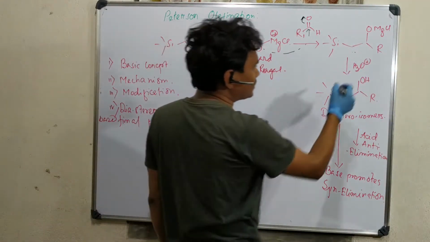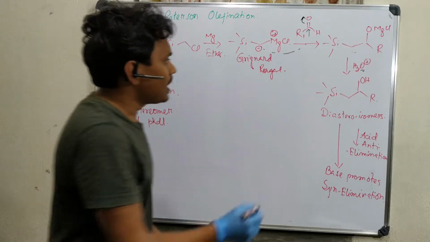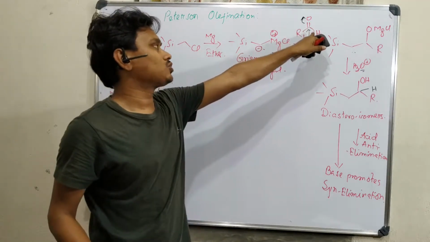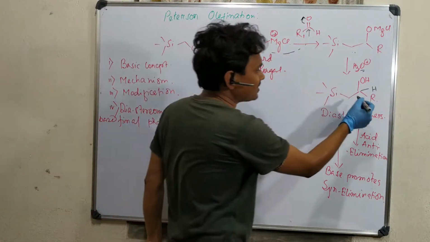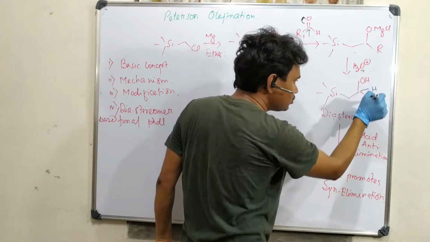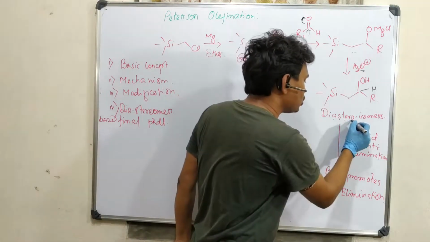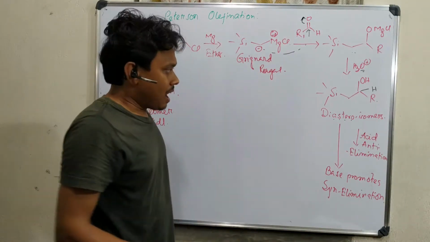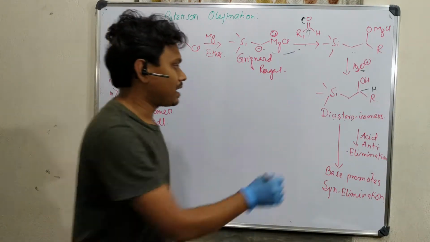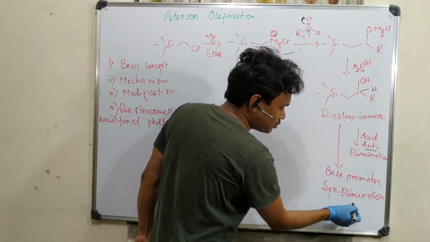It's simple. After hydrolysis, it produces this hydroxysilane. This carbon is attached to another hydrogen also, and we know that the carbonyl group is planar, so attack is possible from both sides, and ultimately it will result in diastereoisomers. What do I mean? The positions of these two may be different, meaning two stereoisomers. So two diastereoisomers will be produced in this reaction, and these diastereomers can easily be separated. Upon treatment with acid, anti-elimination produces the alkene, and in base it produces syn-elimination.